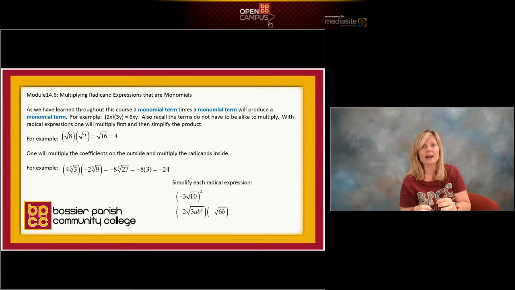The other thing I want to point out is, remember, with multiplying, terms do not have to be alike. We just multiplied a cube root of 3 and a cube root of 9. Those are not like terms, and that's okay. Because in multiplication, your terms do not have to be alike to multiply. All right, let's go to the whiteboard and try a couple more expressions.